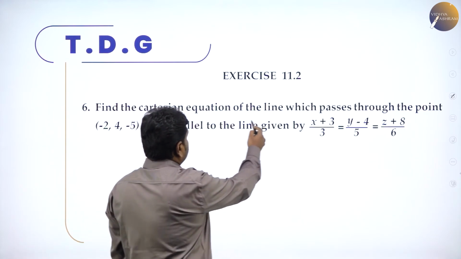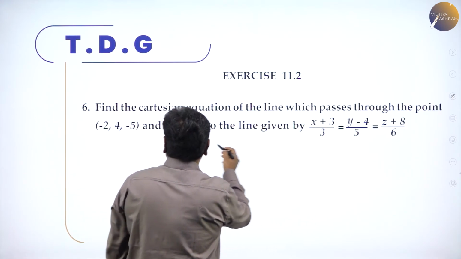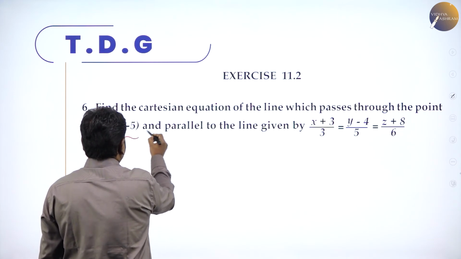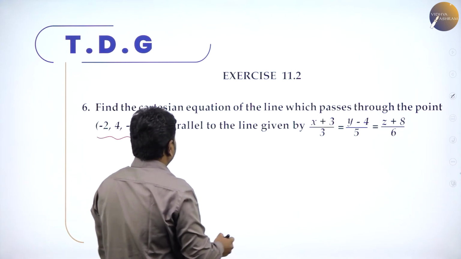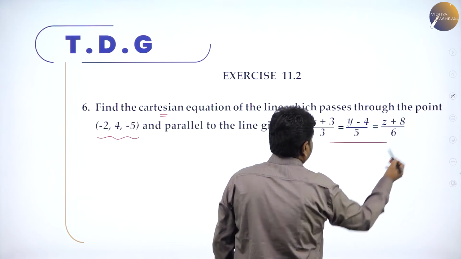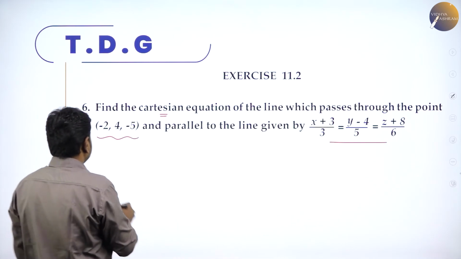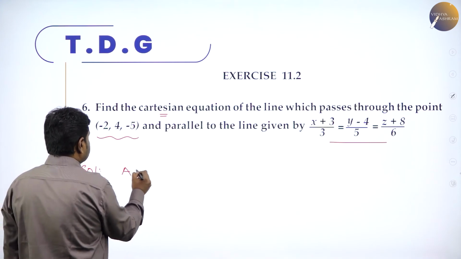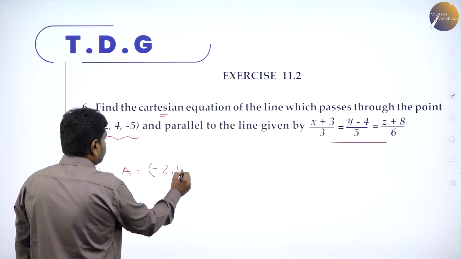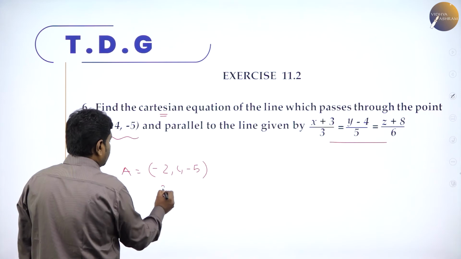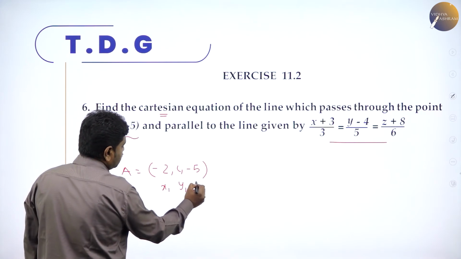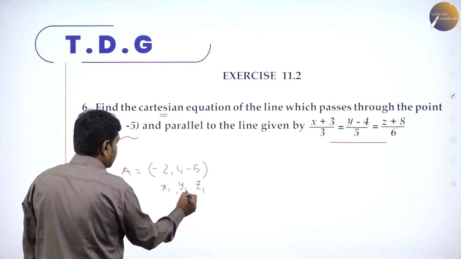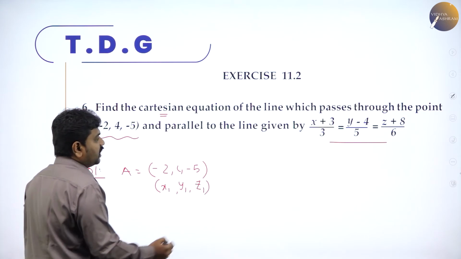Next: find the Cartesian equation of the line which passes through this point and is parallel to this line. They want the Cartesian equation. It is passing through a point, which I call A, and A is (minus 2, 4, minus 1). The point on the line is x1, y1, z1, so you got x1, y1, z1, and the line is parallel to the given line.